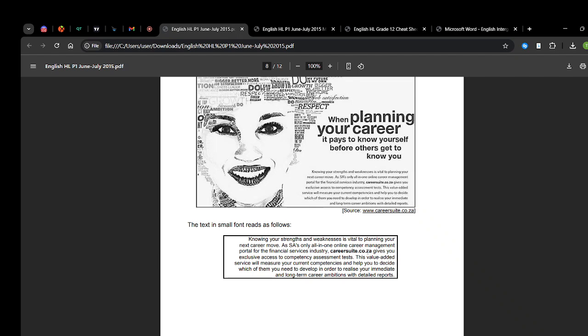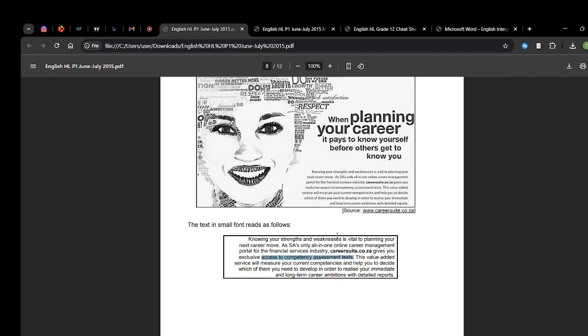Career suite that gives you exclusive access. So, I think one thing you can add in your answer here is this website also helps readers know their strengths and weaknesses. Because when you take this competency assessment test, it tells you what you're good at and what you're not good at so that you can plan and basically fix your weaknesses and build on them. So that's another thing you can add to your answer. CareerSuite.co.za helps readers plan their career path by giving them access to competency assessment tests and helps the readers acknowledge or know their strengths and weaknesses in the process.